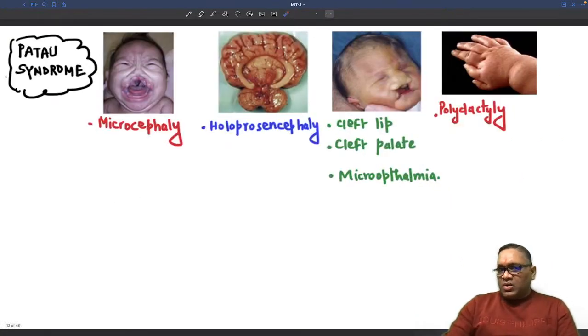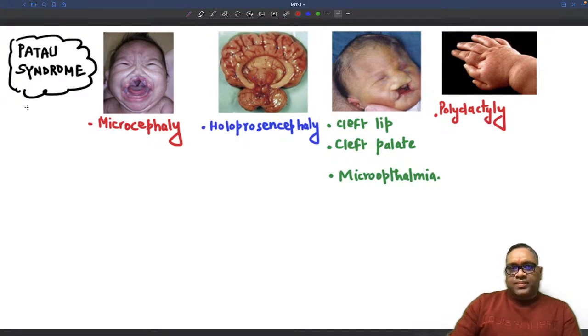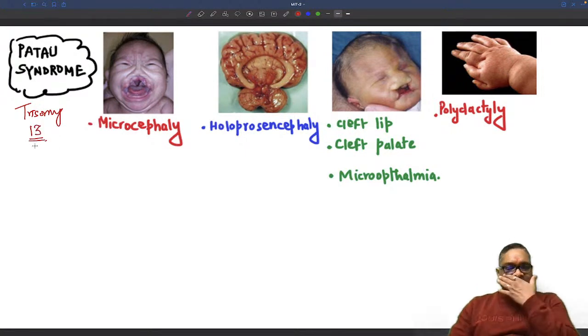Now come to Patau syndrome. What is Patau syndrome? Patau syndrome is trisomy 13.